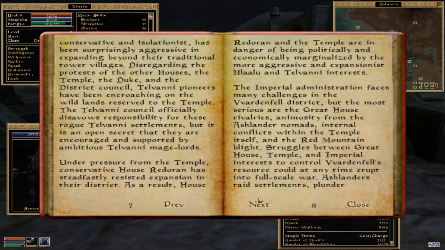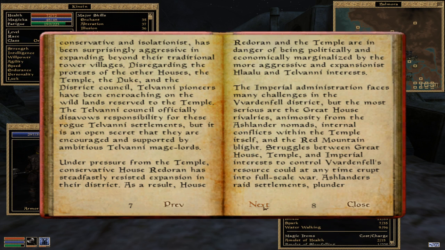House Telvanni, normally conservative and isolationist, has been surprisingly aggressive in expanding beyond their traditional tower villages. Disregarding the protests of the other houses, the temple, the duke and the district council, Telvanni pioneers have been encroaching on the wild lands reserved to the temple. The Telvanni council officially disavows responsibility for these rogue Telvanni settlements, but it is an open secret that they are encouraged and supported by ambitious Telvanni magelords.